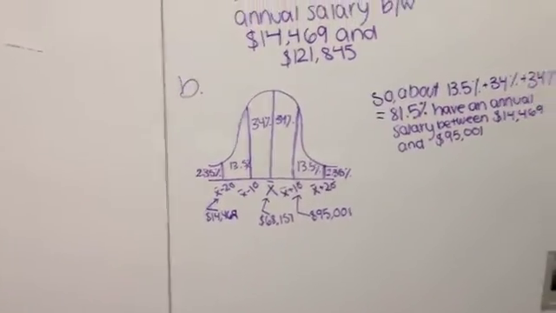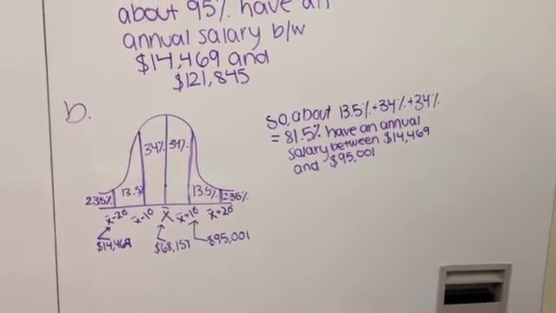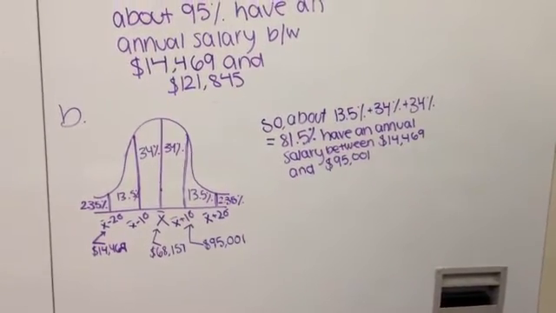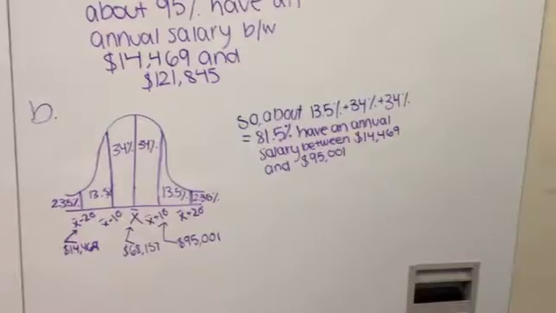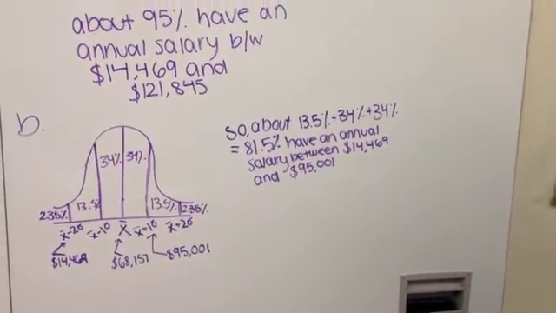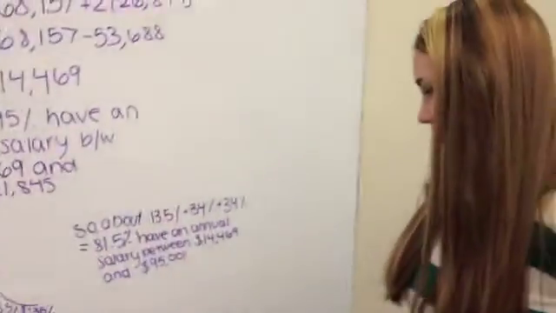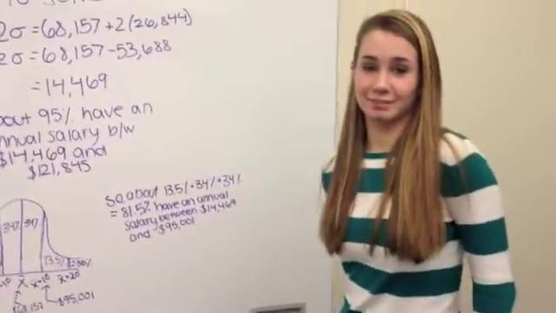So about 13.5% plus 34% plus 34% is equal to 81.5%. That all have an annual salary between 14,469 and 95,001.